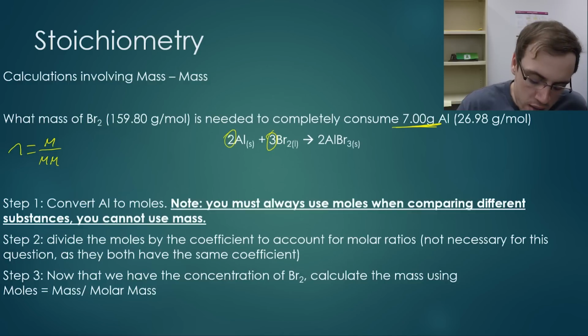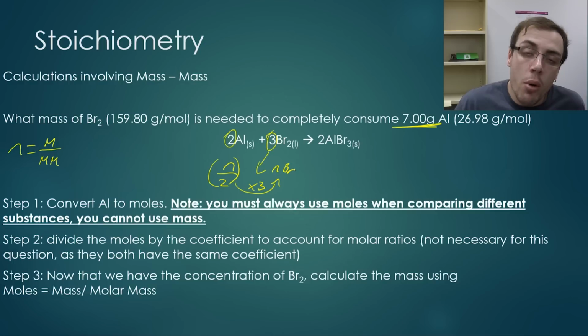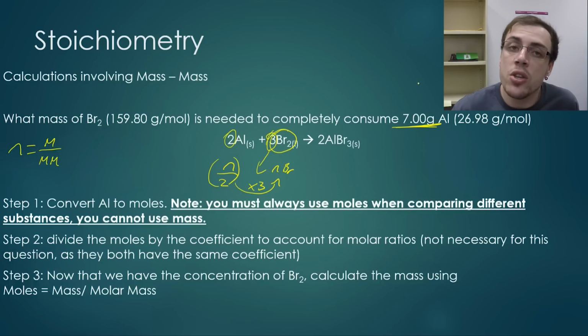bromide. So that means with the moles, it would be moles divided by 2, and then you would multiply it by 3 because of this coefficient. And that would then give you the moles of bromide. Then, once you have the moles of bromide, you can then use moles, mass, molar mass again and rearrange it so that you can find the mass of bromide. And that is how you can use stoichiometry to do mass to mass calculations.